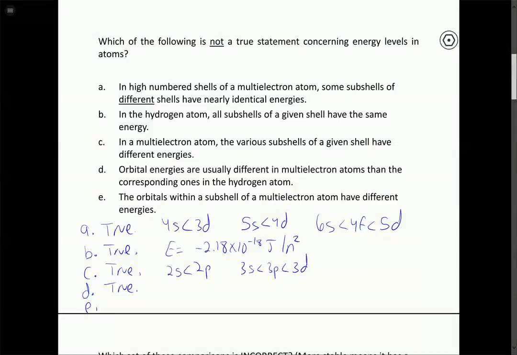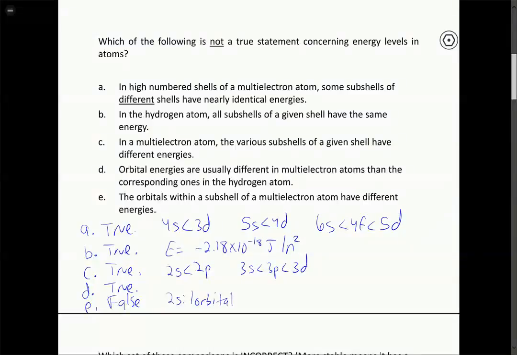And then finally for E, this one hopefully is the false statement: the orbitals within a subshell of a multi-electron atom have different energies. So this is going to be our false statement. So now we're talking about a subshell. Some subshells only have one orbital. So if you have an s subshell, 2s, 3s, and so on, you only have one orbital, so there is no degeneracy to worry about.